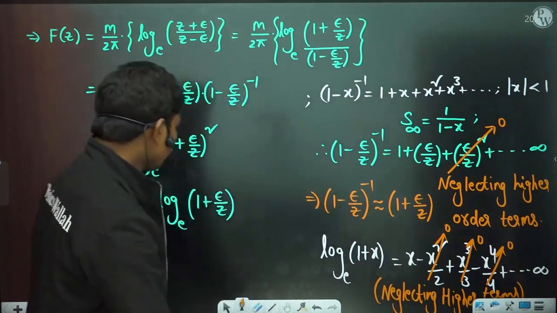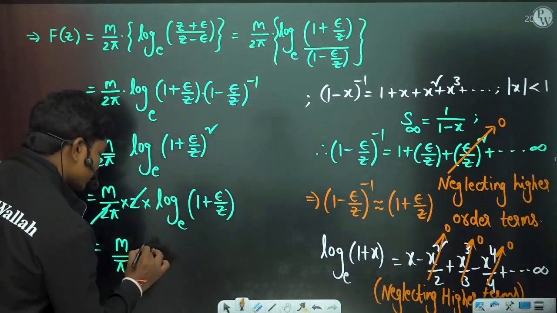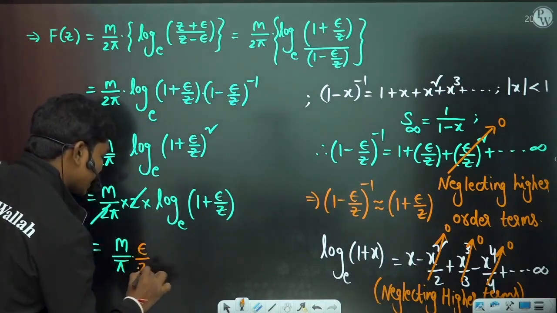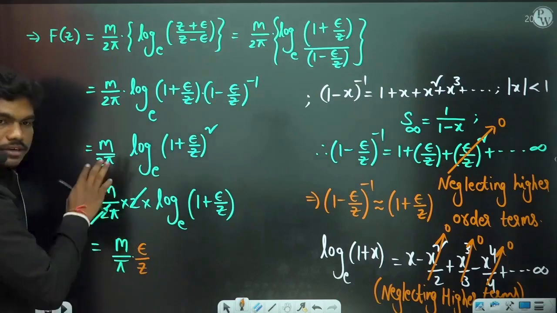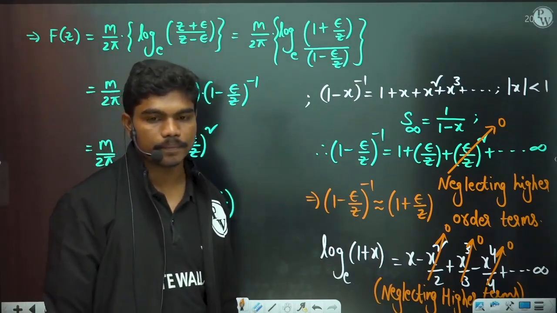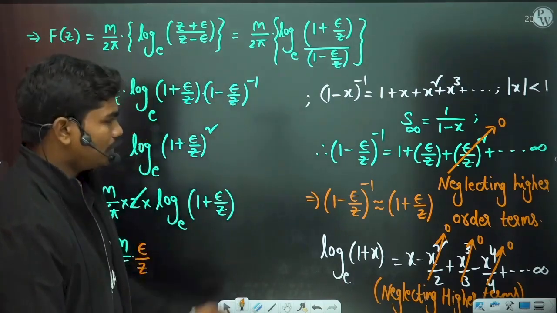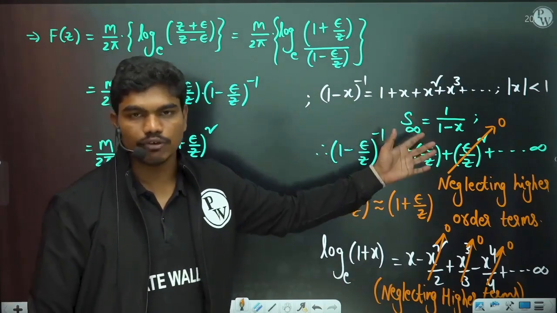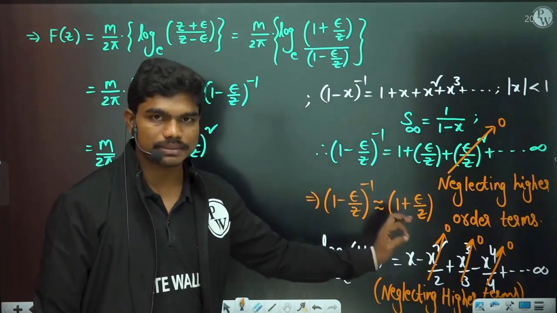Okay, so if you replace here, log(1 + epsilon/z) is almost equal to epsilon/z in this case. Understood how I have converted this into this expression because of this particular understanding of the logarithmic function? Clear? So that's how, basically, there is a bit of mathematics involved here. You have to go through it a bit, but since I'm explaining in detail here.